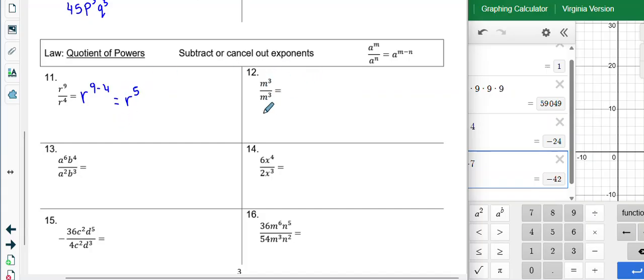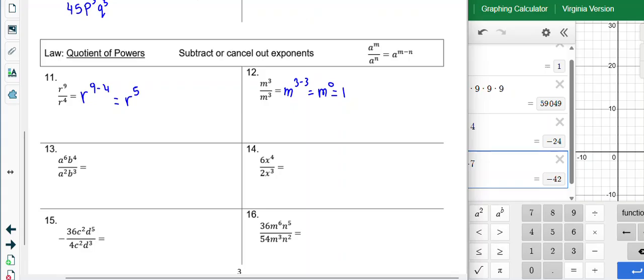Now, this one, I'll show you what happens here, and then I'll show you maybe an easier way to handle this, okay? So here, let's go ahead and apply the rule. So there's 3 minus 3. So that ends up being m to the power of 3 minus 3 is 0, and anything to the 0th power is equal to 1, okay?